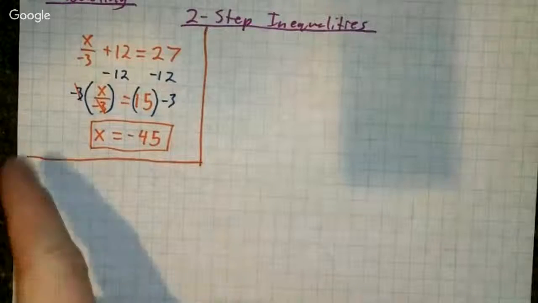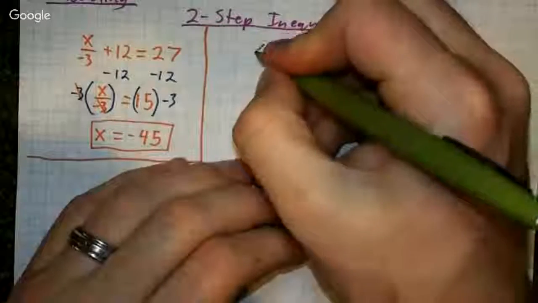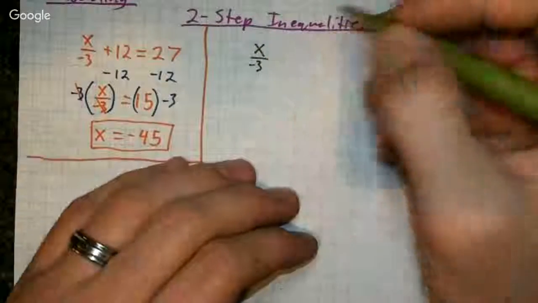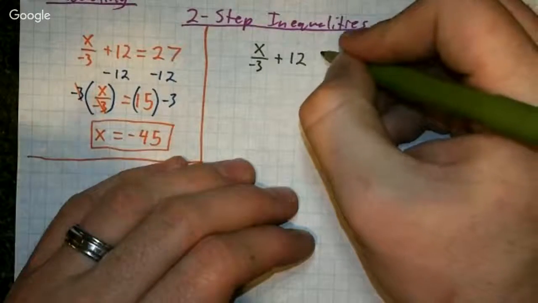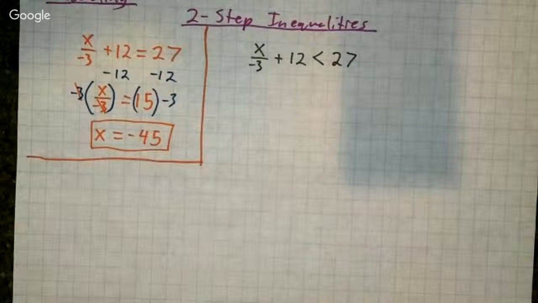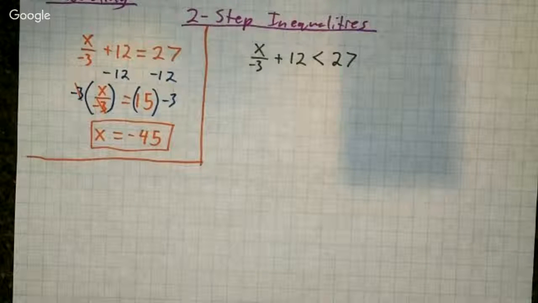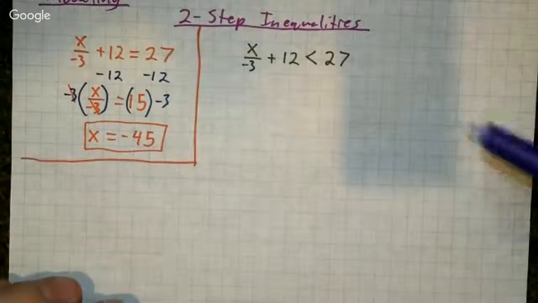Simple, simple, simple. Now, let's flip it over and take a look at if this had been an inequality. Same thing: x over negative 3 plus 12 is less than 27. Let's see what we would do. First steps first, we always need to subtract first. By order of operations, we know what we need to do first, and it's subtraction.